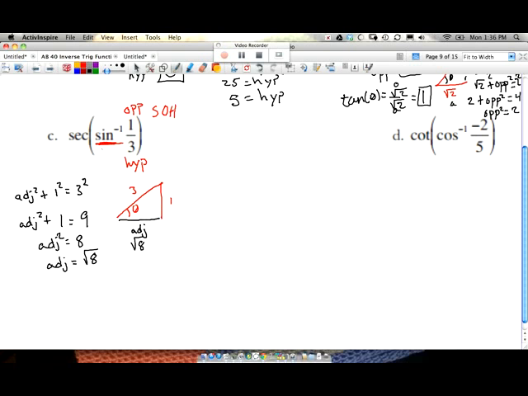How does that help us? Okay, so we're looking for secant. And secant is going to be 1 over cosine, where cosine was adjacent over hypotenuse, so secant of theta is going to be the hypotenuse over the adjacent. What are those two pieces? Well, the hypotenuse is 3. The adjacent is square root of 8. Are we done? Technically, yeah.